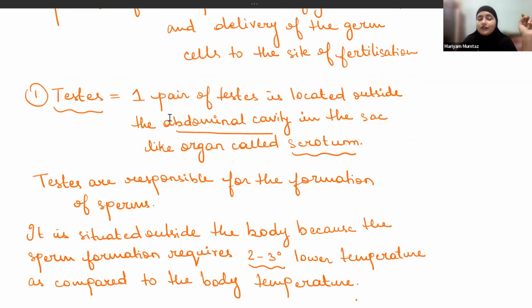So in the case of males, there is the presence of one pair of testes. It is located outside the abdominal cavity in the sac-like organ, which is known as scrotum. So the testes are in a pair. They are located outside the body, outside the abdominal cavity, and it is present in a sac-like organ which is known as scrotum. Now, these testes are responsible for the formation of sperms, and sperms are the male gametes. So the testes are responsible for the formation of male gametes.